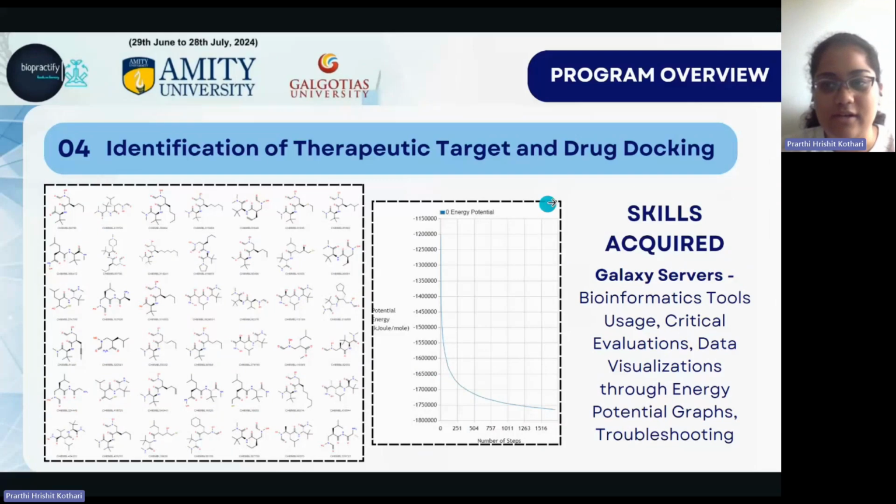So these can also determine how reliable your further docking can be. And just to give you a brief idea of docking, it is a molecular modeling technique which is employed to anticipate the interactions between a protein and a ligand. And through the Galaxy server, the main skill which I learned was troubleshooting. While doing the assignments as well, I had faced a lot of issues, but the troubleshooting part helped me a lot because it is very necessary to ensure the integrity and reliability of the results.